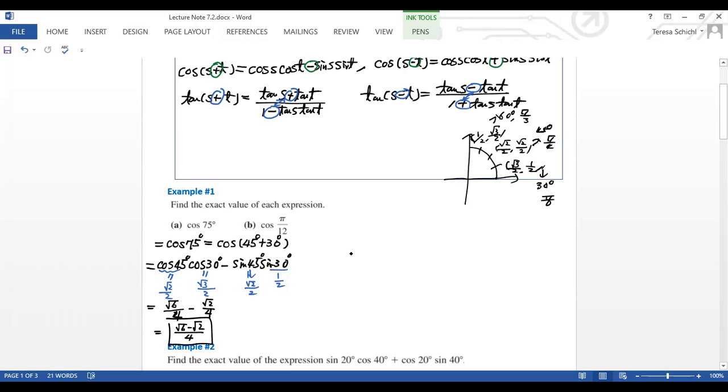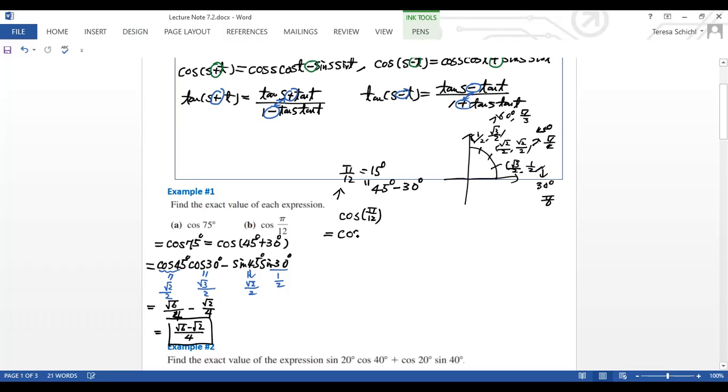So here we don't have a special angle, but I can change it. Now let's take a look at the other one: cosine pi/12. Pi/12 is 15 degrees, which we don't have on the unit circle. What are the two special angles I have? It's 45 degrees minus 30 degrees.